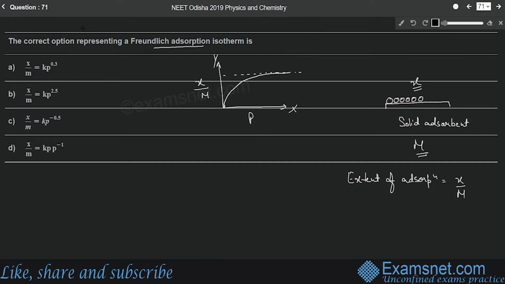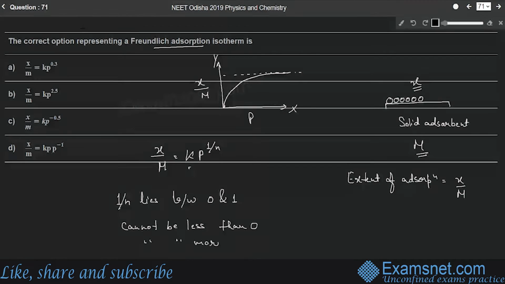Now here the related equation will be x by m equals k P to the power 1 by n. k is a constant, P is the pressure. And what is 1 by n? 1 by n lies between 0 and 1. That means it cannot be less than 0. Also it cannot be more than 1.